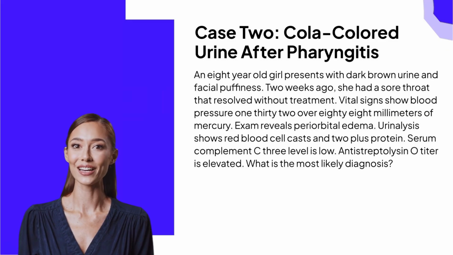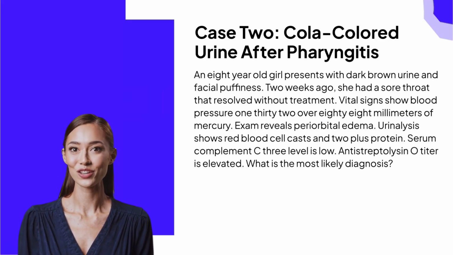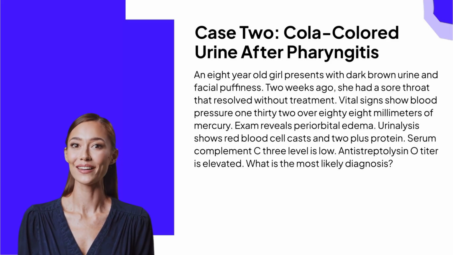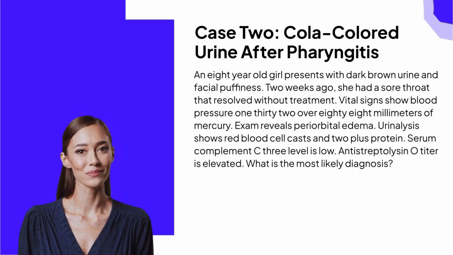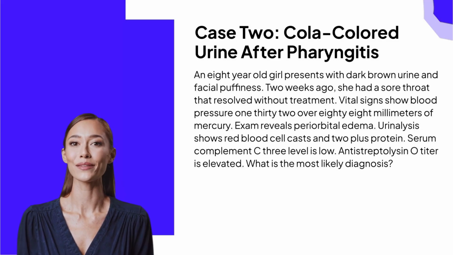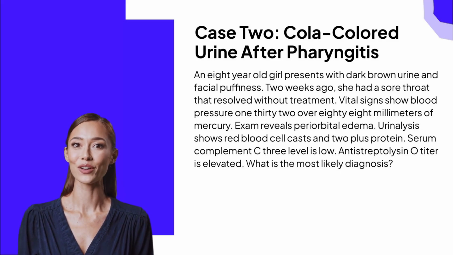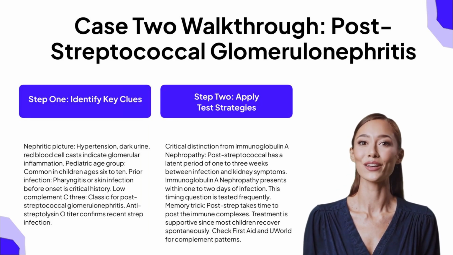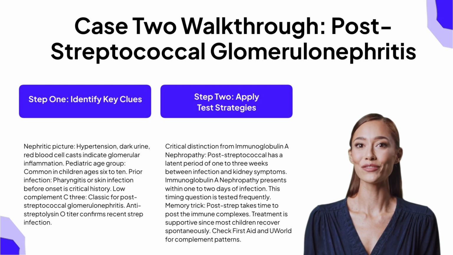Different presentation here. An 8-year-old girl with dark urine and facial swelling. Sore throat 2 weeks ago. Blood pressure is elevated. Red blood cell casts on urinalysis, low complement, and positive strep antibodies. Again, pause and think. Is this nephrotic or nephritic? What is the diagnosis? What confirms it? This is a classic nephritic picture. The red blood cell casts tell you there is glomerular inflammation.